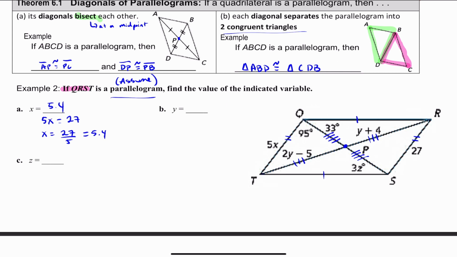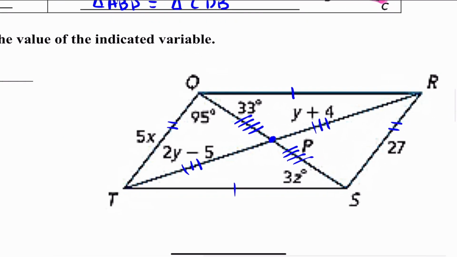And then over here, I'm going to go ahead and solve for y. Note that 2y minus 5 and y plus 4: 2y minus 5 is part of this segment, and y plus 4 is part of this segment. And I love the positioning between these two expressions. You can see that it's floating right here on top of the segment, and this y plus 4 is on top of that segment as well. If this y plus 4 were below, it could be a little confusing where the placements are.